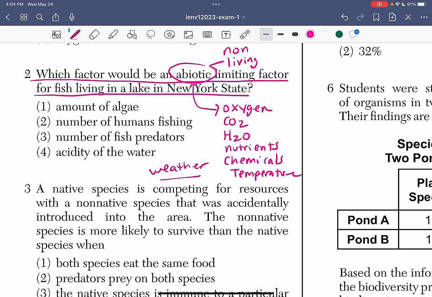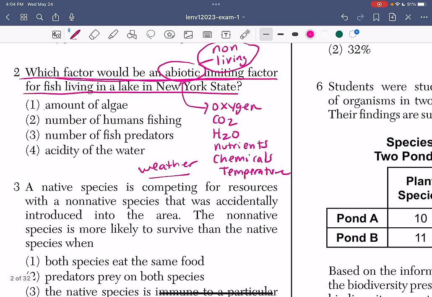These are abiotic, non-living. Okay, let's check which factor would be an abiotic limiting factor, which would be a factor that would affect living things in a lake. Okay, the amount of algae is living, so that's not it. The number of humans fishing, humans are living, that's not it. Number of fish predators, that's living. Acidity of the water, definitely acidity is a non-living factor. It's an abiotic factor. So number 2 is choice 4.